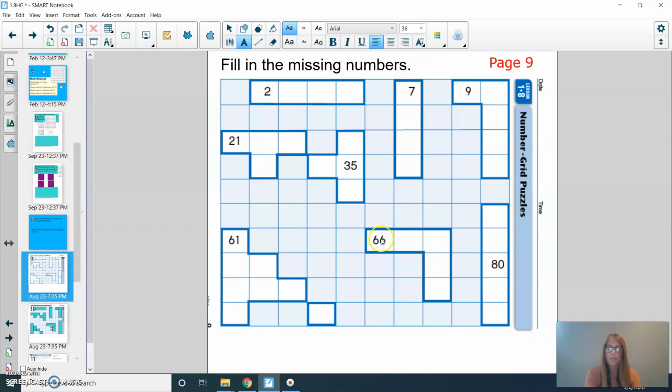And then for some of them, you might be like, if I'm at 66, I'm going to first count by 1s, but then I'm going to count by 10s. So again, I want you to pause the video, and I want you to do as much of page 9 as you can on your own, and then press play when you're ready to talk about the answers. All right, pause now.